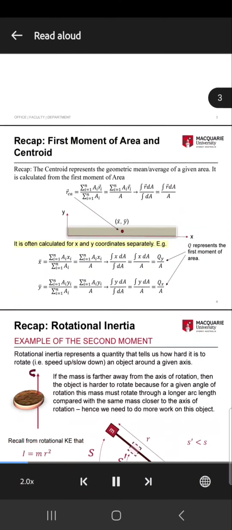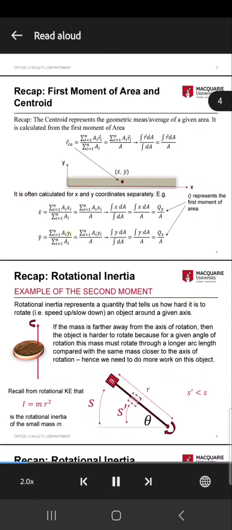Recap. First moment of area and centroid is often calculated for x and y coordinates separately, e.g. the first moment about x equals the integral of y dA equals Q.